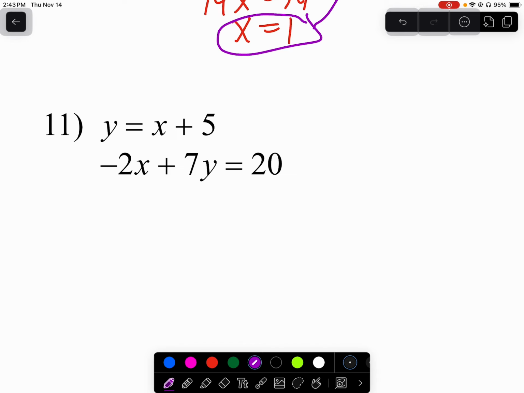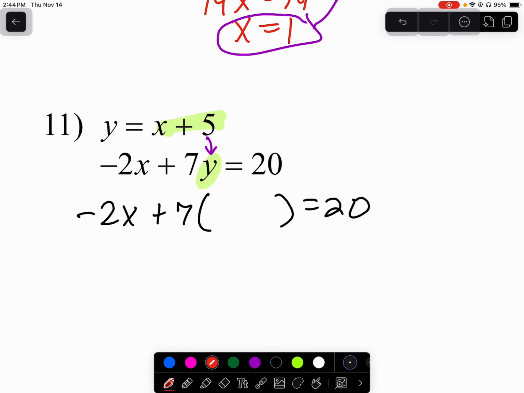Now this one I see is ready to be substituted because we've got this. We can take out the y and we can substitute that right in there. Okay, so we know that -2x plus 7 times that y value has to equal 20. So that y value is x plus 5. Now again, if there's a 7 sitting there, we have to use the distributive property. So we get -2x plus 7x plus 35 equals 20.